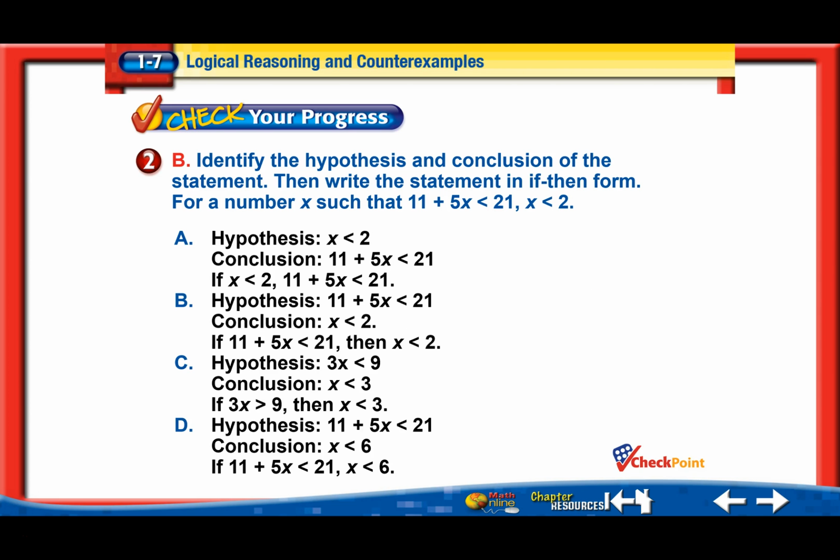All right, pause this one, try it out. I think they made these a little too easy, because really it's just: for a number such that this happens, then x is less than 2. So if 11x plus 5 is less than 21, that's the hypothesis, and the conclusion is x is less than 2. If this, then this. So that would be B.